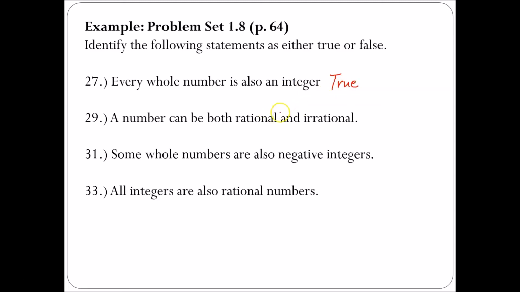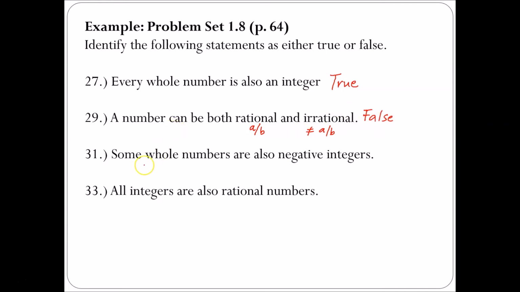29. A number can be both rational and irrational. What do we know? A rational number can be written as A over B, but an irrational number cannot be written as A over B. Therefore, these two conditions cannot be present in one number at the same time. So this statement is false.